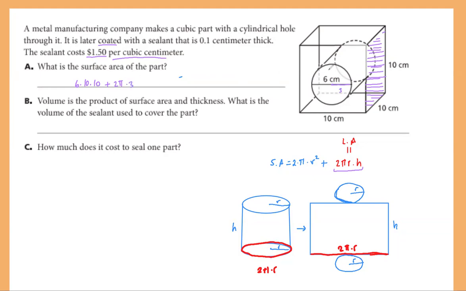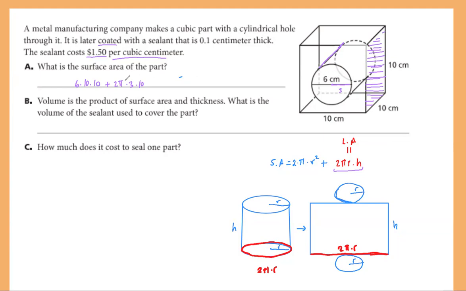And then you multiply this by the height, which is going to be this distance, that's the same as 10. So the height of that lateral face is going to be 10. So 2 pi r is the circumference, and then 10 is the height. So we just use this lateral area to find the lateral surface area.